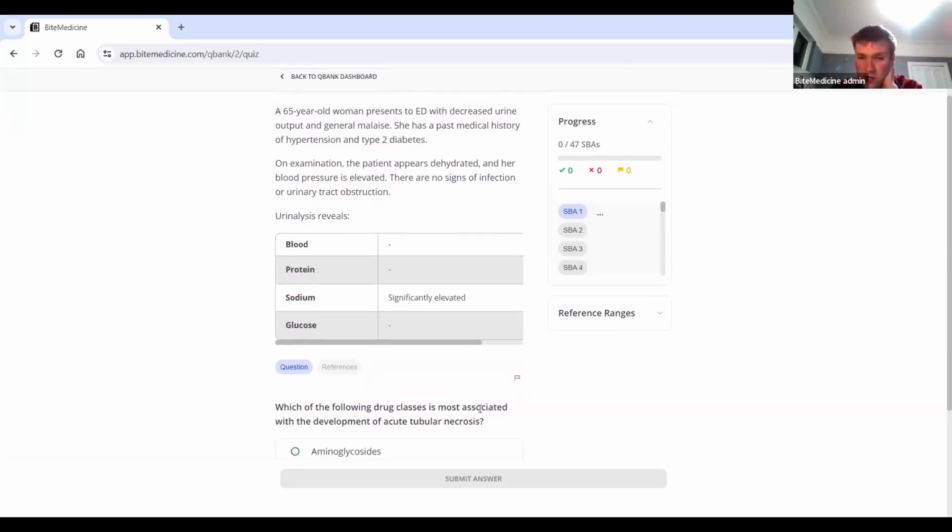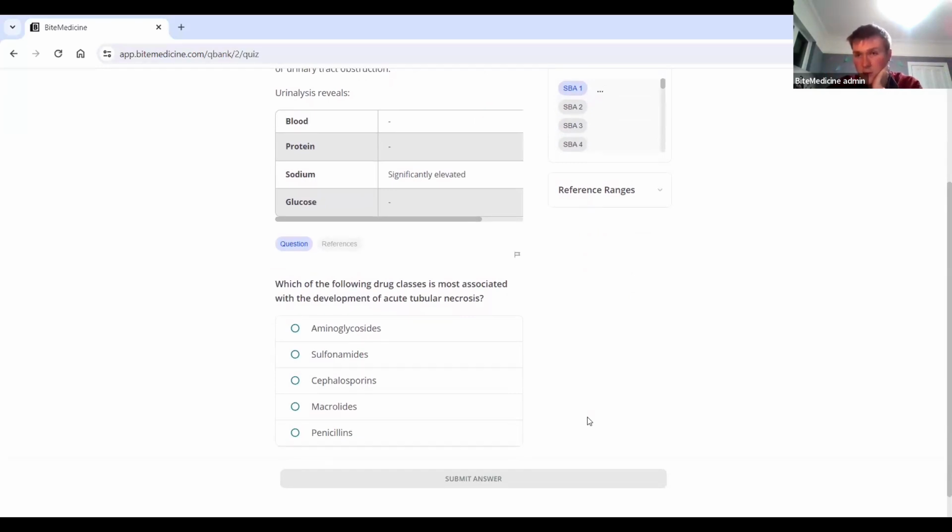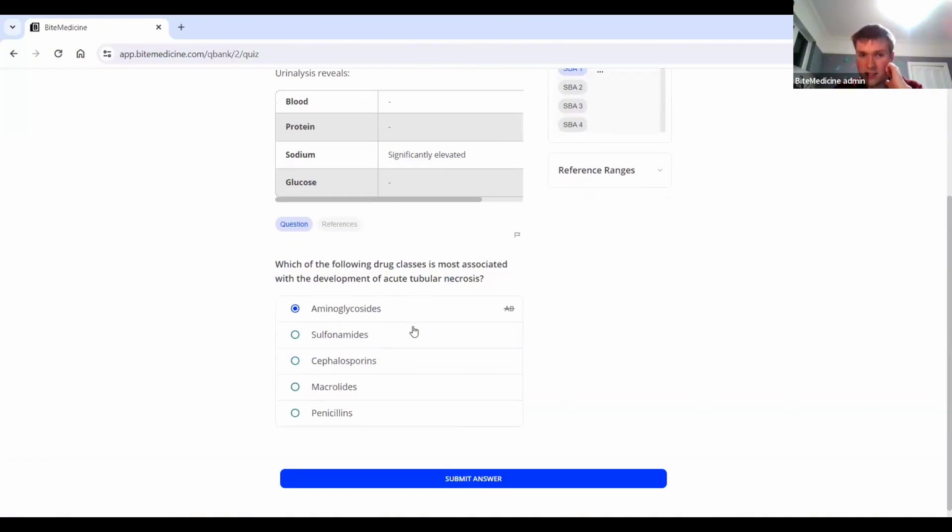So the question is, which of the following drug classes is most associated with the development of acute tubular necrosis? This is one of those questions that I think comes up quite frequently. What they've given you here is a whole host of different antibiotics. There should be an antibiotic that comes to mind when you hear the term nephrotoxicity, and that should be gentamicin. Other examples of that drug class would be amikacin. So then it's a case of knowing which drug class that is, and in this scenario, I'm going to go aminoglycosides.